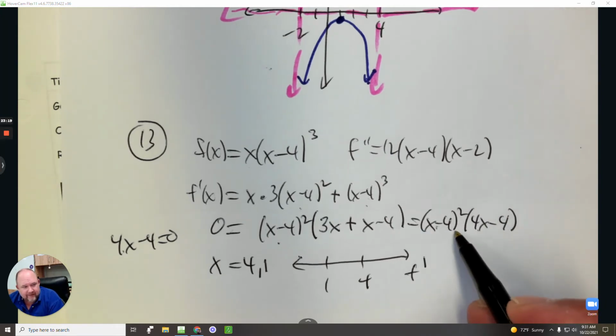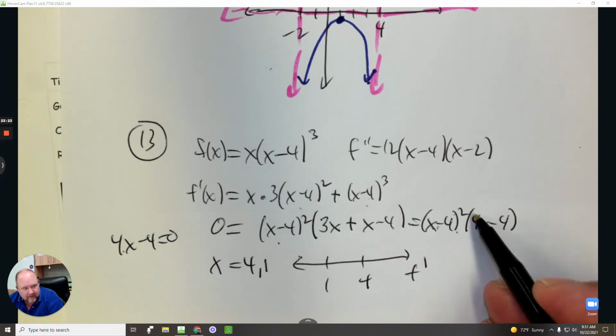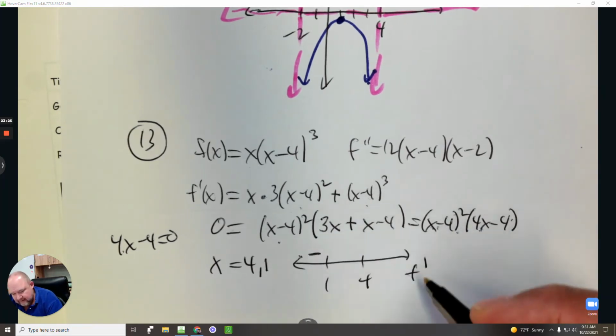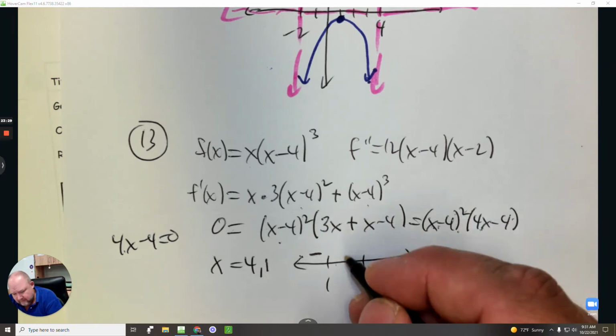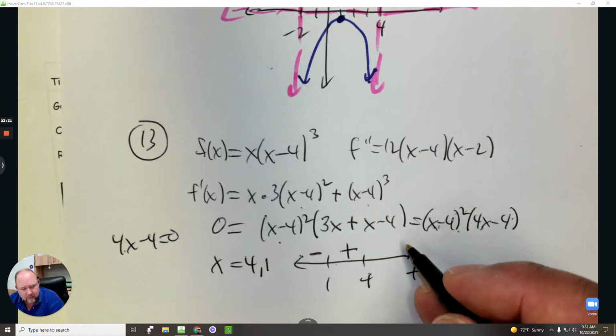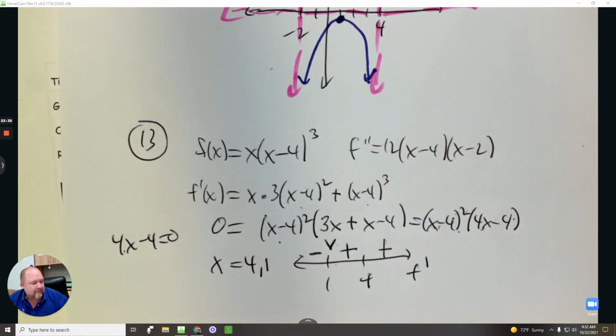If I plug into here, 0 would be squared, 0, negative. So a positive times a negative is negative. Between 1 and 4, like 2, that's a positive times a positive. And then any number bigger than 4 would be positive. So we have a minimum at 1, and we have no turning point at 4.